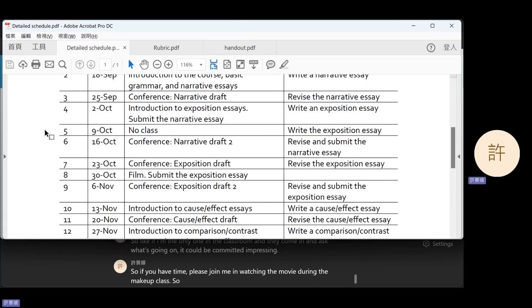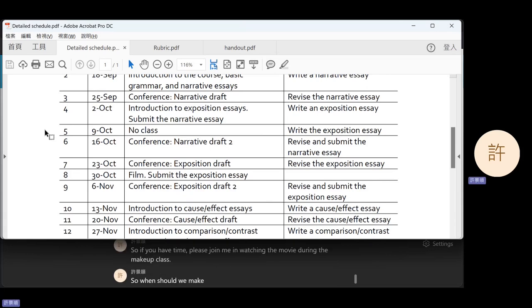So, when should we make up that class? I'll give you 3 choices. Option 1, Tuesday afternoon, 5th and 6th periods. Option 2, Wednesday afternoon, 5th and 6th periods. Option 3, Friday morning, 3rd and 4th periods. I'll give you 10 seconds to think about it.